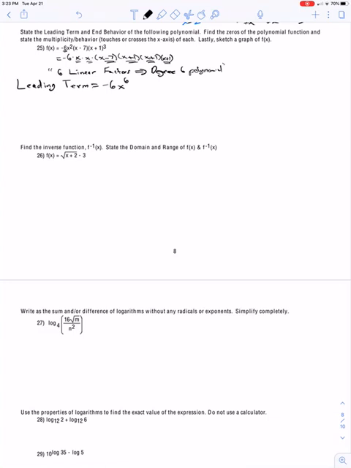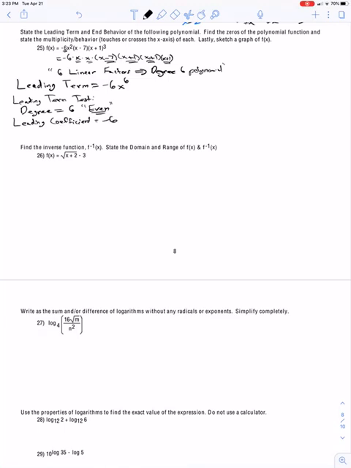Let's use the leading term test. A little review. The leading term test says find the degree of your polynomial, and the degree of your polynomial is 6. That's an even degree polynomial. And our leading coefficient. Let's talk about our leading coefficient.